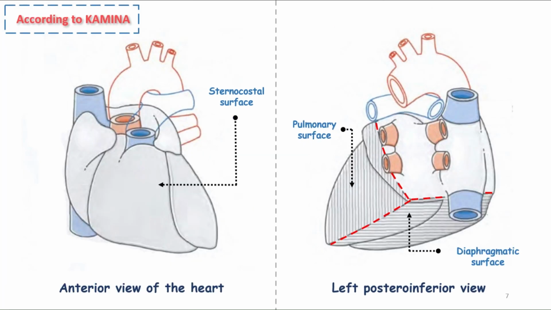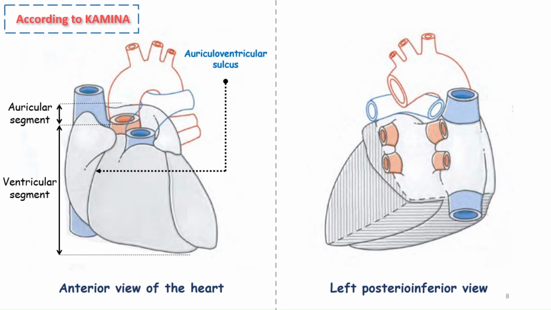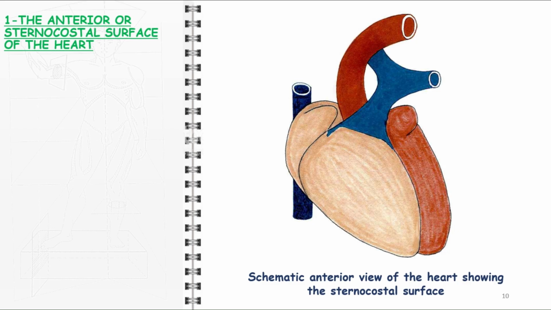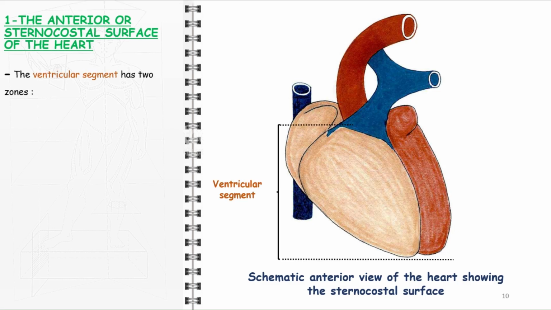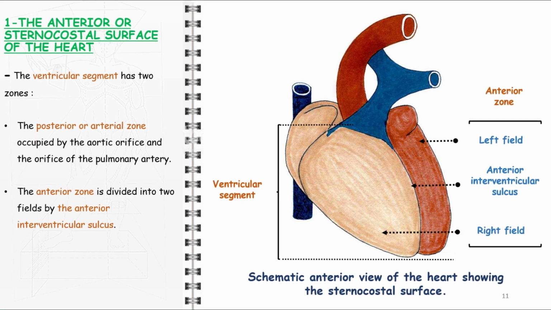Each of these surfaces is divided by the auriculoventricular sulcus into 2 segments. One anterior or ventricular, and the other posterior or auricular. The anterior or sternocostal surface of the heart faces forward and to the right. The ventricular segment has 2 zones. The posterior or arterial zone, entirely occupied by the aortic orifice and the orifice of the pulmonary artery. The anterior zone is divided into 2 fields by the anterior interventricular sulcus.